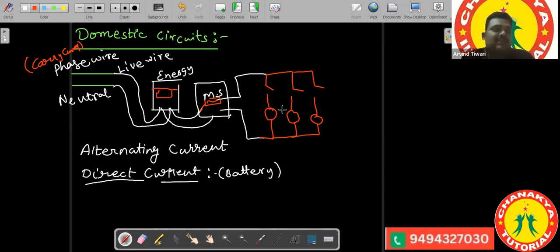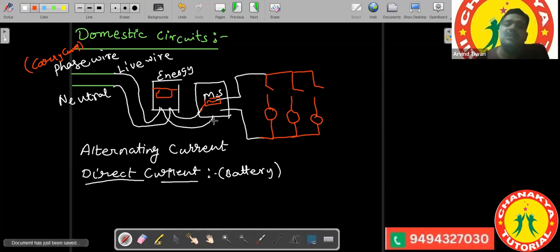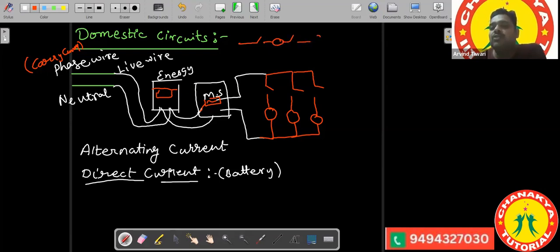See, why do we need them in parallel? There are some basic reasons. Just assume that we connect them in series like this. We do not connect them that way, but let us assume we do. This is your device one, then another switch, then your device two, then another switch, like this. So what will happen?